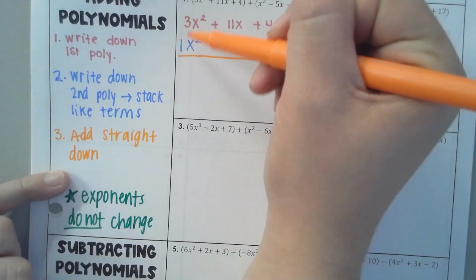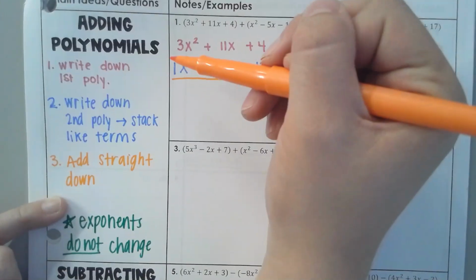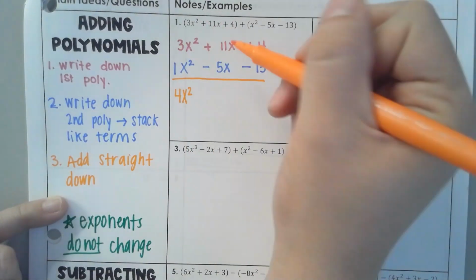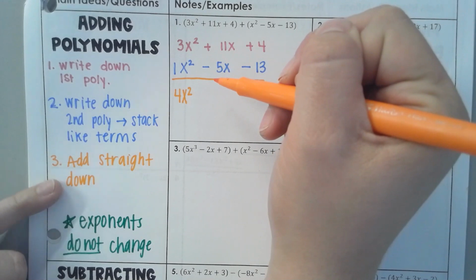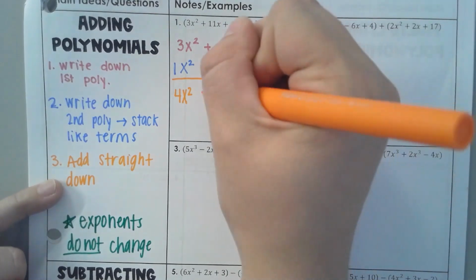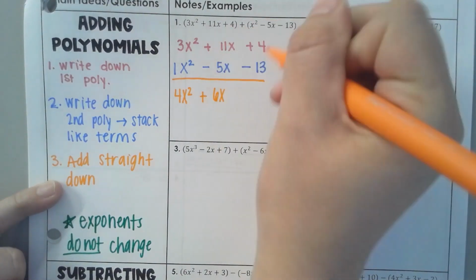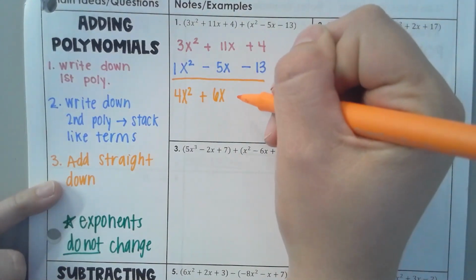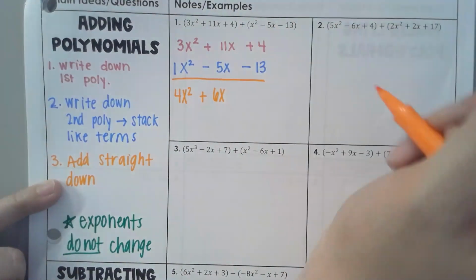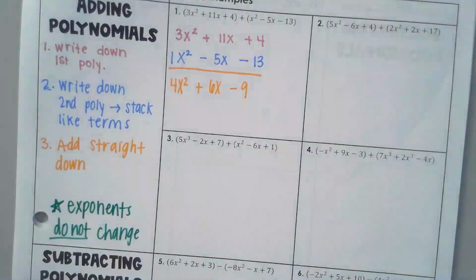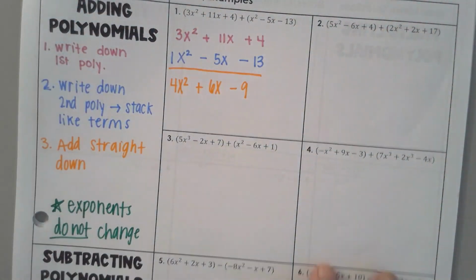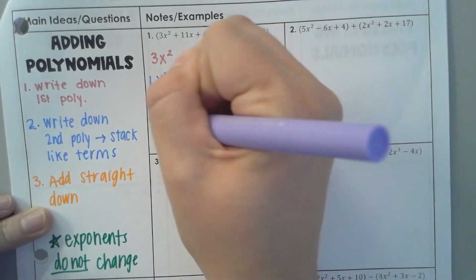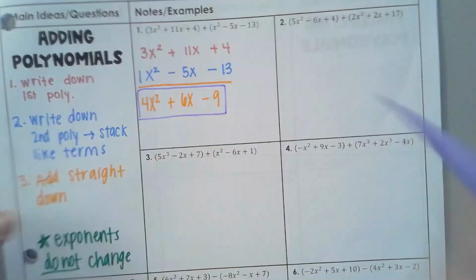3 and 1. What is that? 4. So I'm going to have 4 with an x squared. What's 11 and negative 5? 6. Yep, with an x. And then 4 and negative 13? That would be 14 and negative 13. Negative 9. Good job. So my answer is 4x squared plus 6x minus 9.